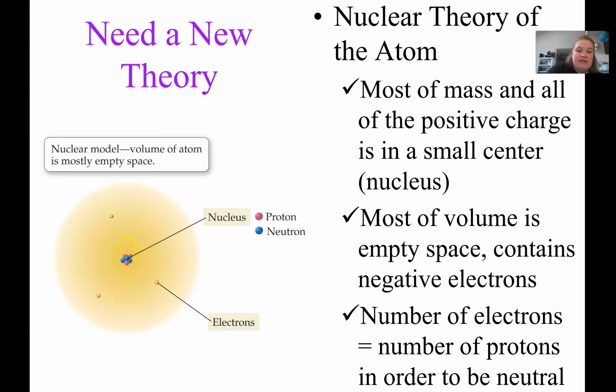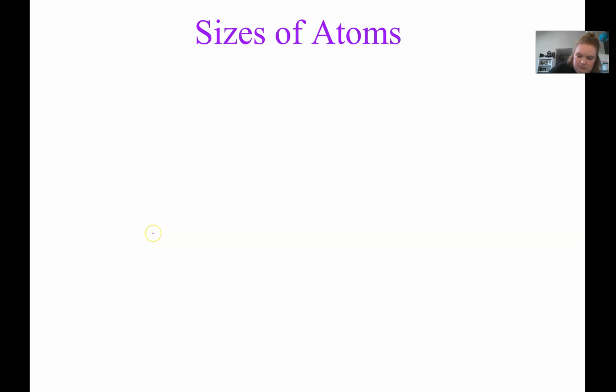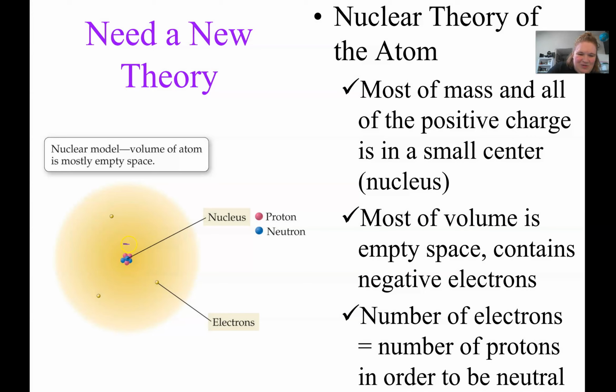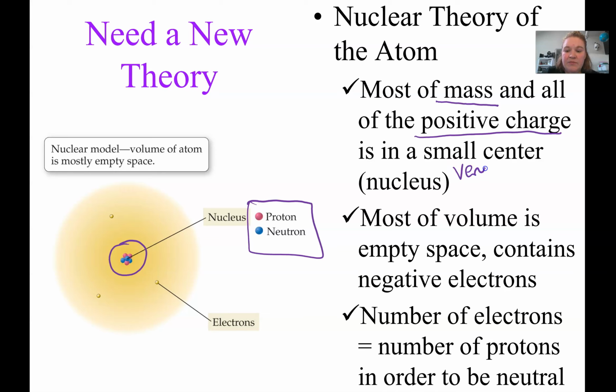So here is the nucleus right in the center of our atom, and the nucleus contains the protons and the neutrons. And this is almost all of the mass and the positive charge of our atom, and it's a very small volume.